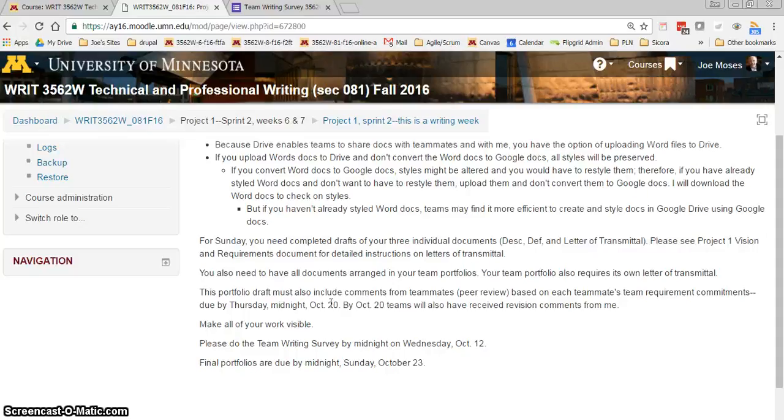As I asked you to do with your annotations, it's a good idea to label the notes that you make on your teammates' drafts so it's clear to you and to me that you've commented sufficiently on the basis of the requirements that you've committed to. And I will go into some detail about peer review in just a second. Make sure your work is visible.